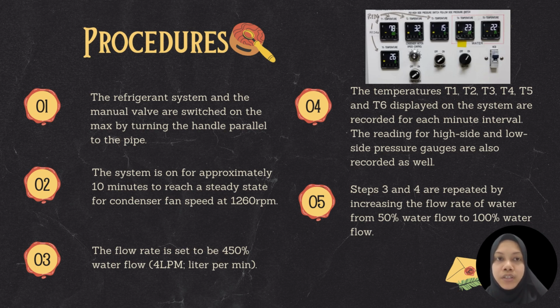Fourth, the temperatures displayed from T1, T2, T3, T4, T5 until T6 on the system are recorded at one minute intervals. The readings for the high side and low side pressure gauges are also recorded. For the last step, we repeat steps 3 and 4 by increasing the water flow rate from 50% to 100%.